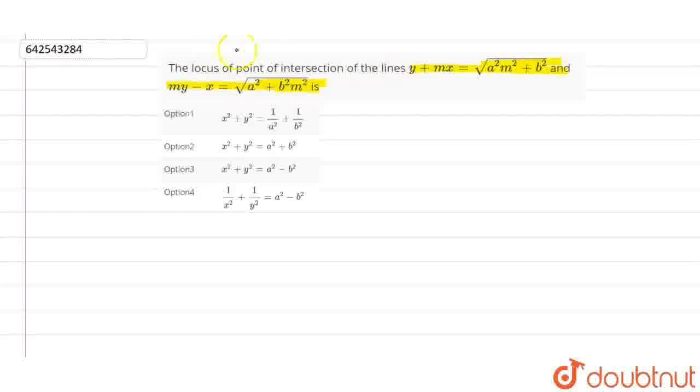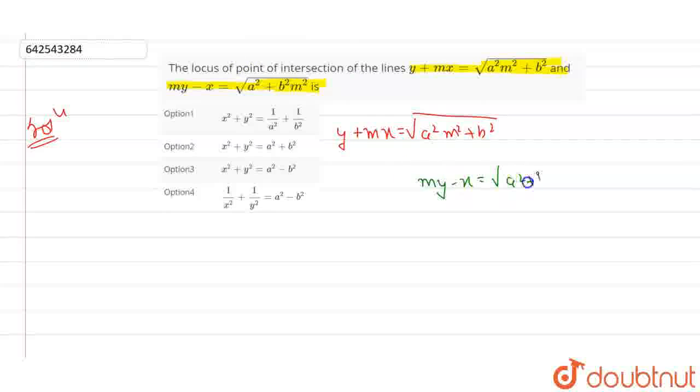Okay, so first I'll write the solution here. It is given in the question that the first line is y plus mx equals under root of a square m square plus b square, right? The next line we have is my minus x equals under root of a square plus b square m square.